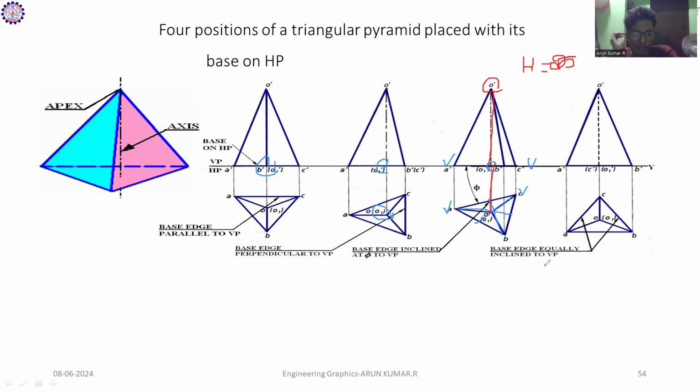That is called a base edge equally inclined. So whenever you study equally inclined, you need the angle for these cases. So what are the cases we have mentioned? It is an equilateral triangle. An equilateral triangle means all the interior angles are 60 degrees only. So here also 60, here also 60, here also 60. So how do we find these two values?